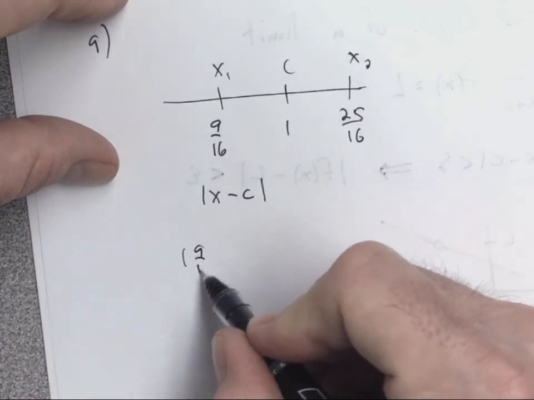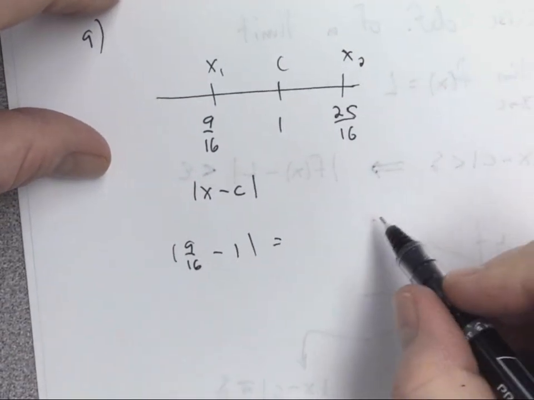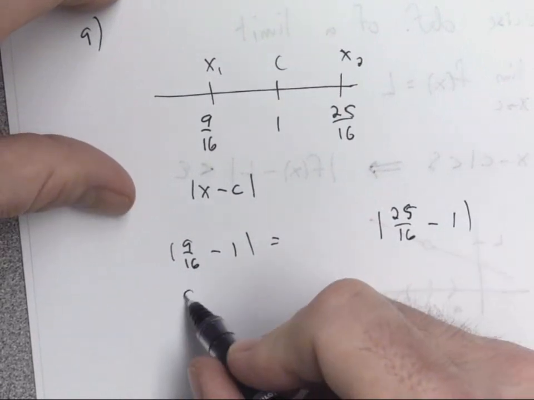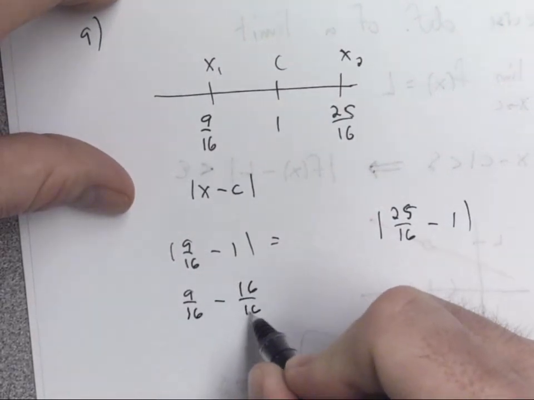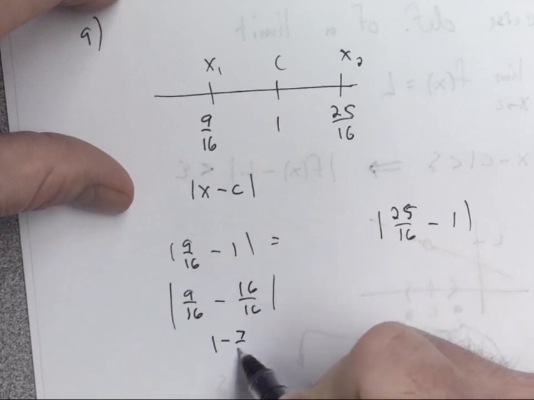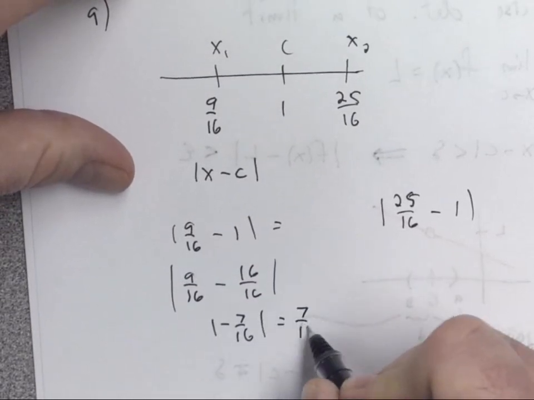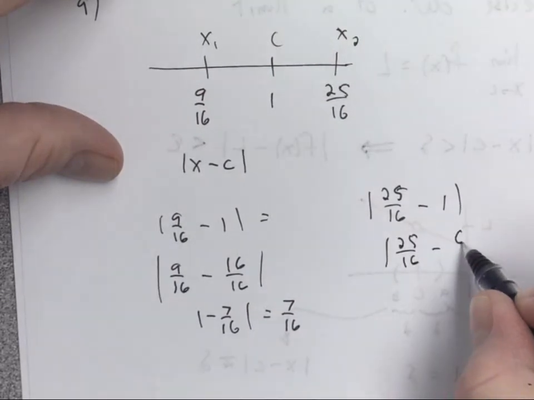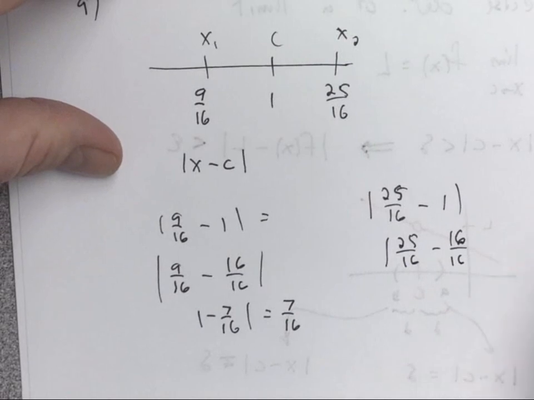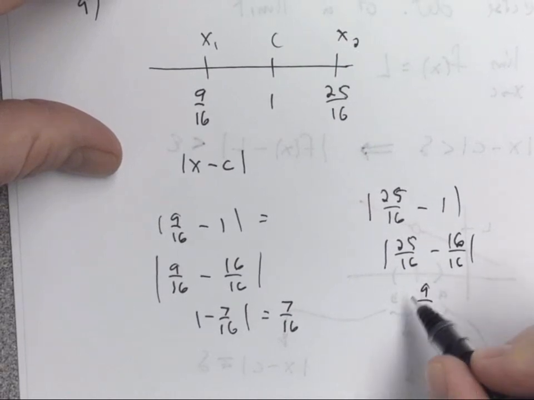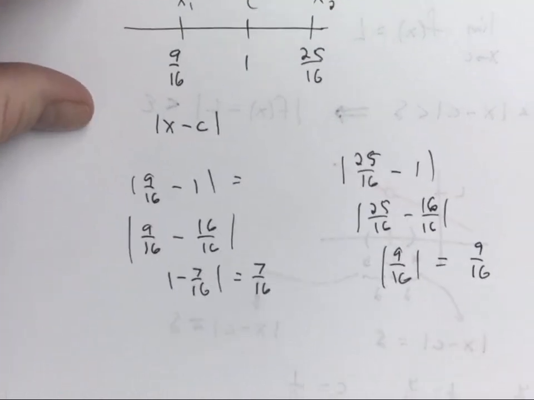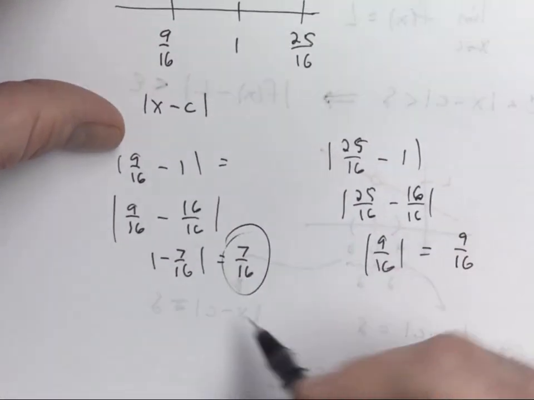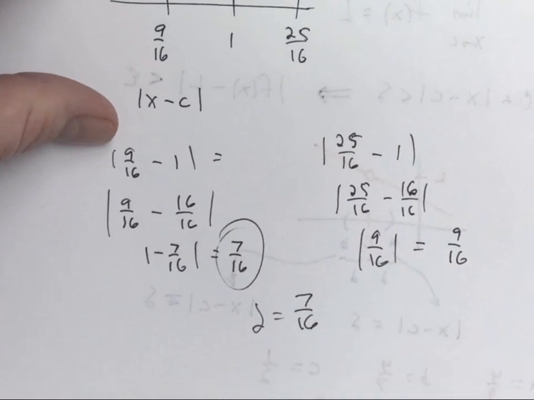So we're going to check 9/16 minus 1, figure out what that is. And I'm going to do the other one, 25/16 minus 1 in absolute value, and see what's smallest. So 9/16 minus 16/16 in absolute value is going to be negative 7/16. So this is equal to 7/16. Over here you have 25/16 minus 16/16, so you're going to get 9/16 in absolute value, so this is 9/16. So which one's smaller, 7/16 or 9/16? 7, so this is my delta. So delta is equal to 7/16.